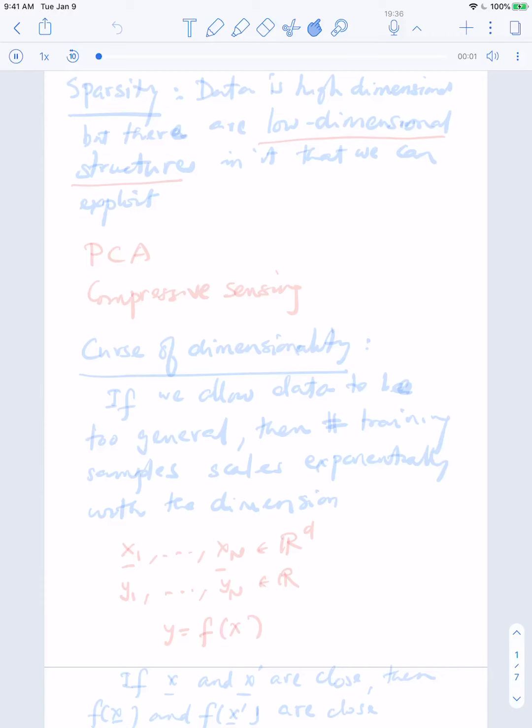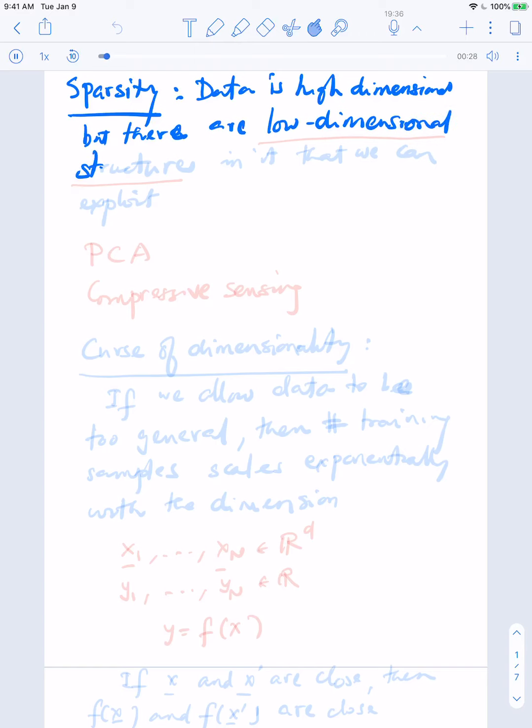Okay, so now we're going to start talking about how to exploit sparsity. What I mean by sparsity is the data is high dimensional, but there are low dimensional structures in it that we can exploit, right?